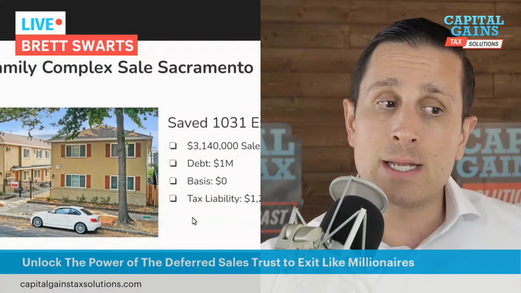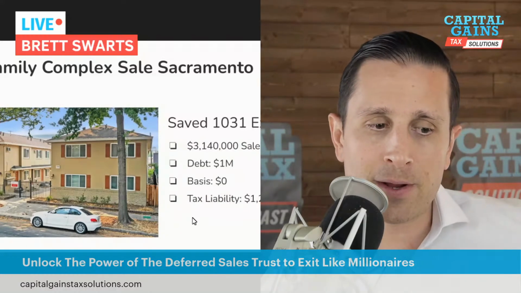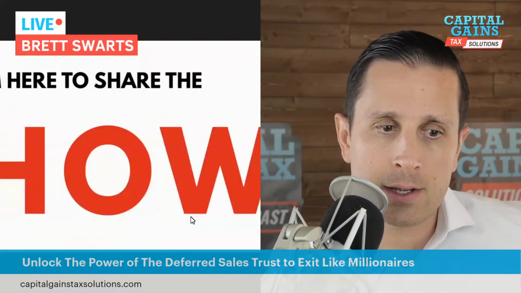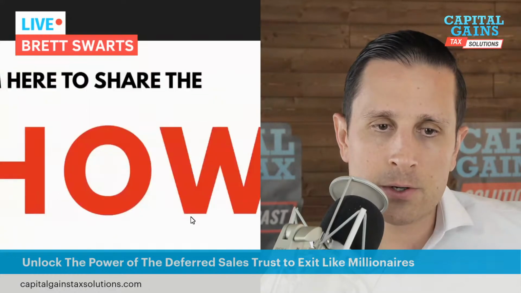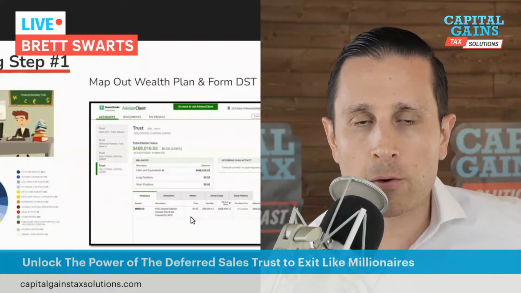He did a partial Delaware to get the mortgage over basis, and then he was able to defer the rest of it. All right. So what are the steps? We're going to talk about how here right now. Step one is you want to map out a wealth plan and form the DST.